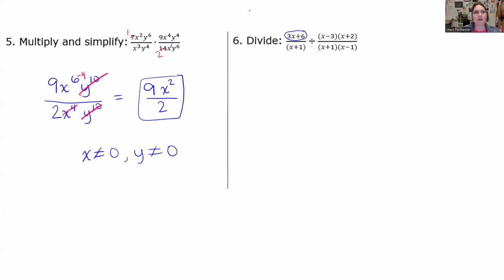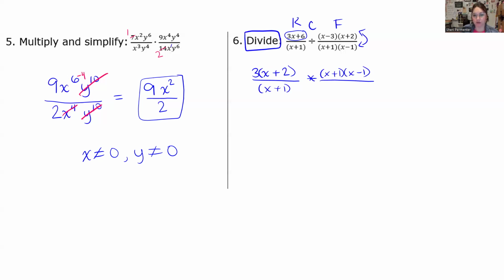So as I rewrite it, I'm going to factor that numerator. But I'm also going to keep, change, flip as I do it. So the first fraction is going to stay exactly the same, except I'm going to factor out the 3. So it ends up being 3, and then x plus 6 divided by 3 is 2, x plus 1. Change. I'm going to change the operation to multiply, and I'm going to flip the second fraction. Keep, change, flip is for only divide. That's the only time you do keep, change, flip.